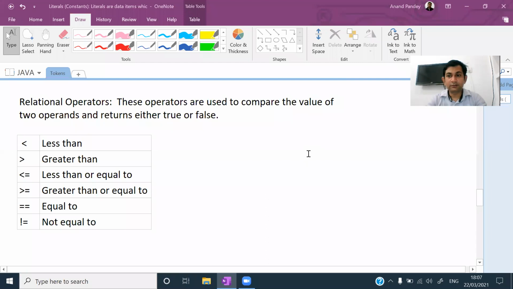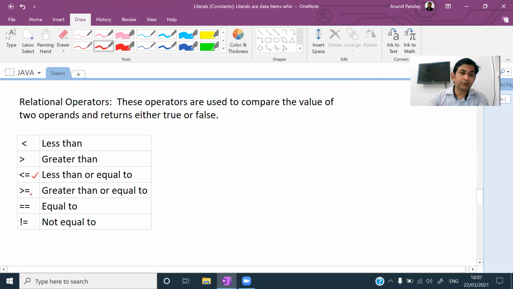Sorry, some mistakes were there. Now I have corrected. See, you know these symbols also very well. Less than, greater than, less than or equal to, greater than or equal to, and not equal to. These operators are used to compare the value of two operands and return either true or false.